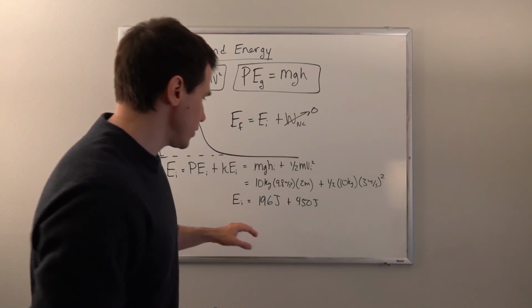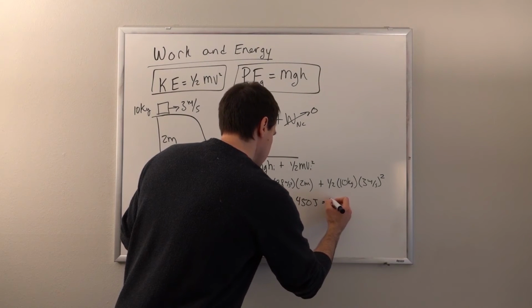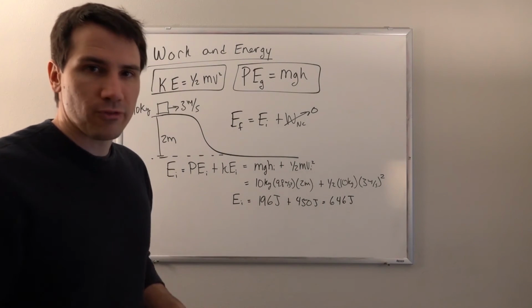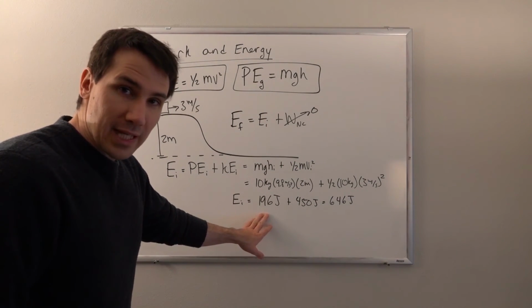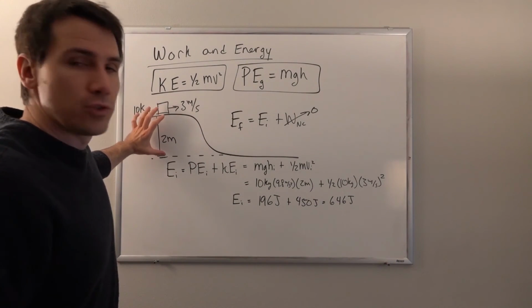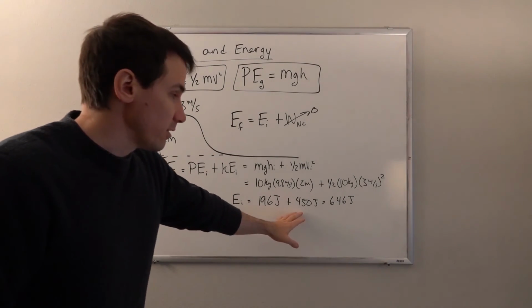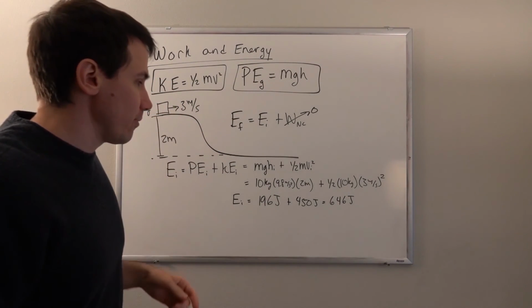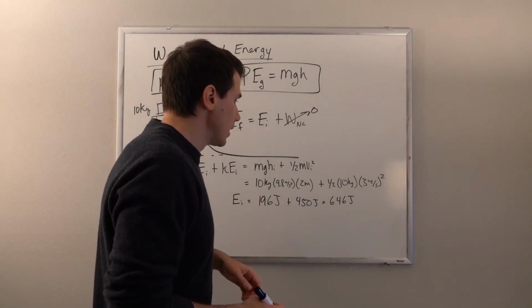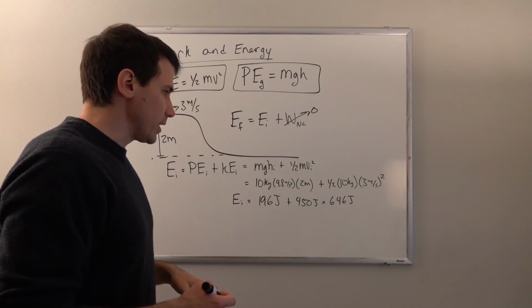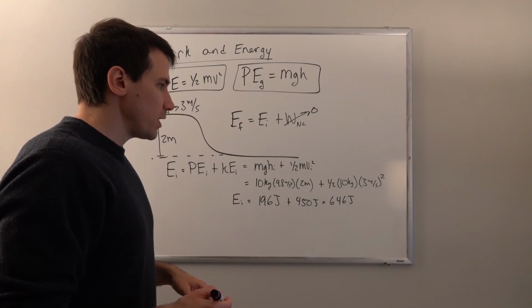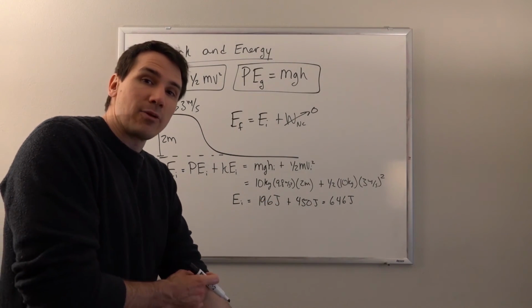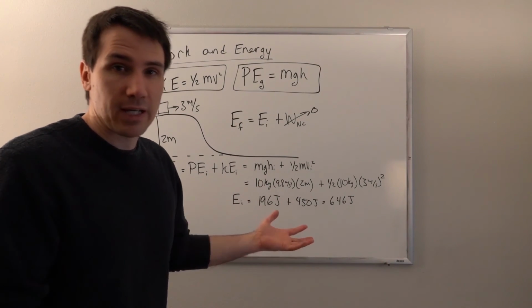Now, adding these two things together, we get 646 joules of total energy for my block. 196 of it is potential energy due to the block being high off the ground. 450 joules of it is kinetic energy due to the block moving at 3 meters per second. Okay. Now what we can do is use this value for initial energy to find out about the final energy. So let's pick a final point that we're interested in.